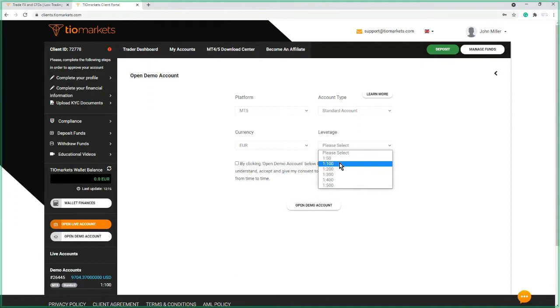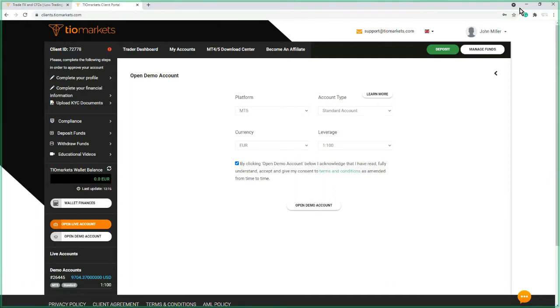Most of the people never need 500, 400 or even 300. You have to be a very, very skilled trader in order to trade with high leverage, because the higher the leverage, the more skill it takes for you to pick the very moment when the market is about to turn and move in your favor. So I'd say a leverage of 100 is more than enough. Then you obviously need to accept the terms and conditions, make sure you read them too, and then you open the demo account.